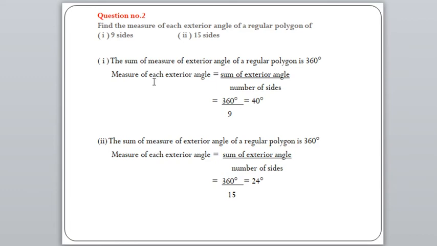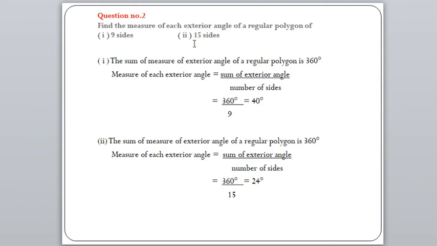So the measure of each exterior angle equals the sum of exterior angles divided by the number of sides. If we divide the sum of exterior angles, that means 360 degree, by the number of sides which are given, we will get the measure of each angle. So that is 360 degree divided by 9, which is equal to 40 degree. Therefore the measure of each exterior angle of a regular polygon of 9 sides is 40 degree.